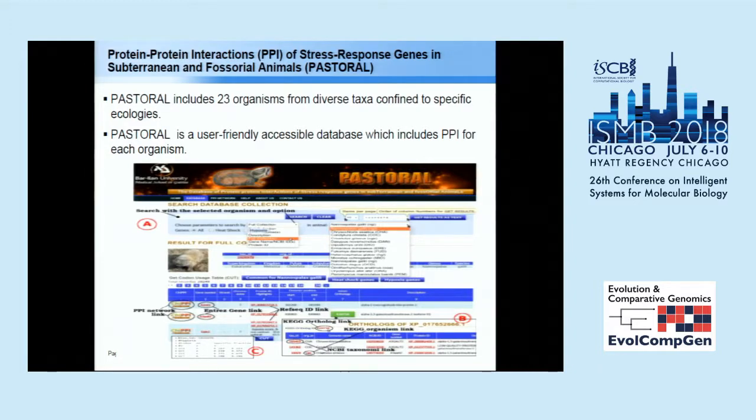This database is called Pastoral. So one can put their favorite protein in here and search the database, and they will receive the protein-protein interactions with all other proteins. Then they can compare it across all 23 organisms. They will also receive KO annotations and other data that I'm not going to talk about. And this is a very good resource for everyone who studies cancer and other diseases in a comparative manner.